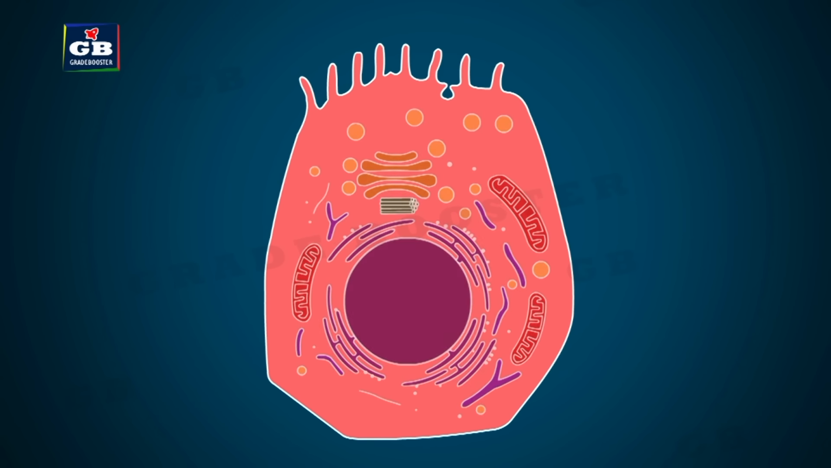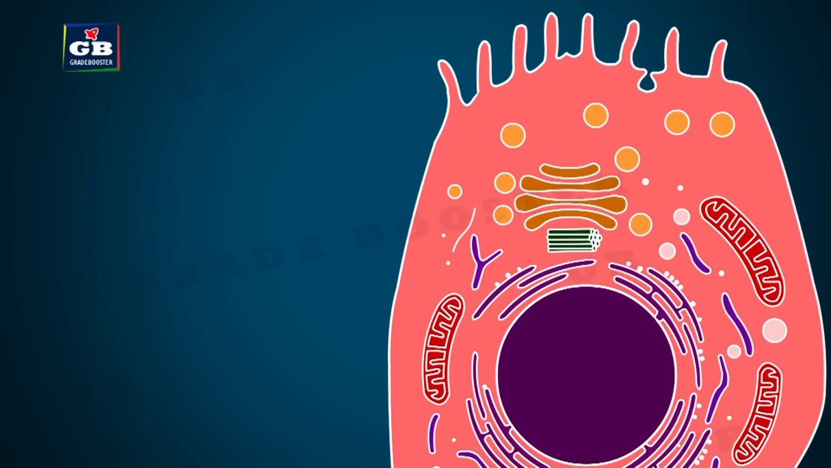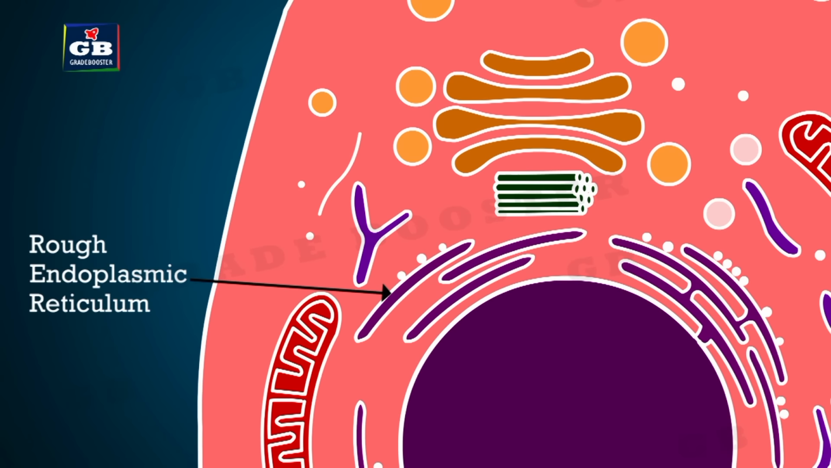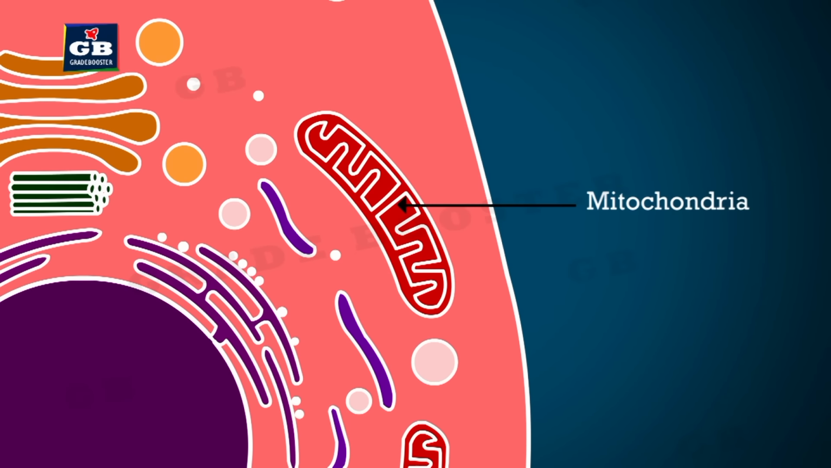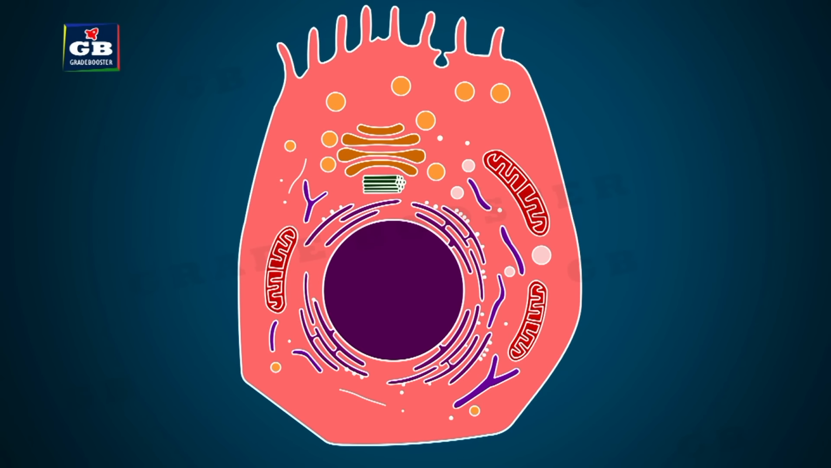There are so many organelles floating in the cytoplasm. Let us look at these cell organelles. This is smooth endoplasmic reticulum, rough endoplasmic reticulum, Golgi apparatus, lysosomes, mitochondria, and vacuoles. Each of these organelles performs a specific function. Let's see the short details of each cell organelle.